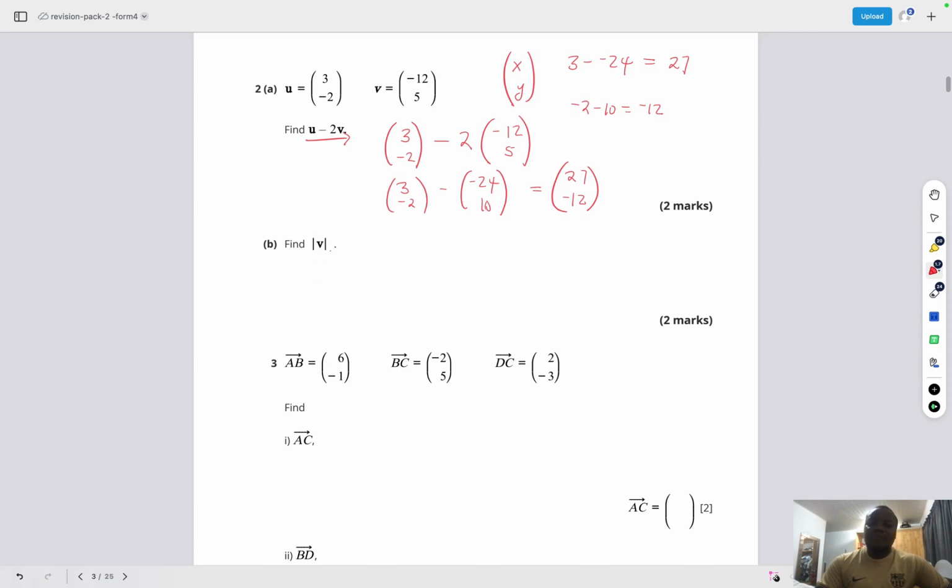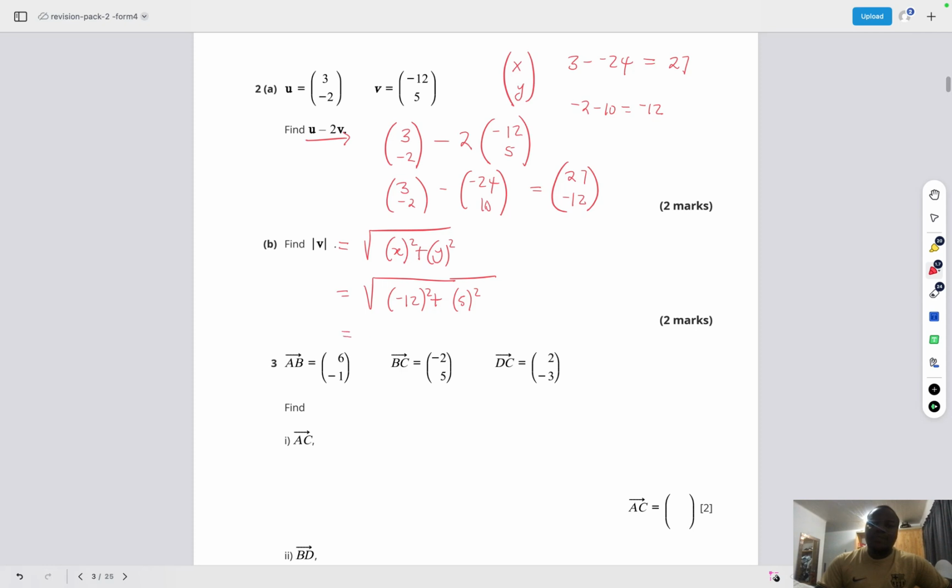Then they ask us to find the modulus of v. In our notes, we said this is the magnitude, and magnitude is simply given by the square root of the x component squared plus the y component squared. So for v, the x component is negative 12 squared plus the y component, which is 5 squared. Now, negative 12 squared is 144.